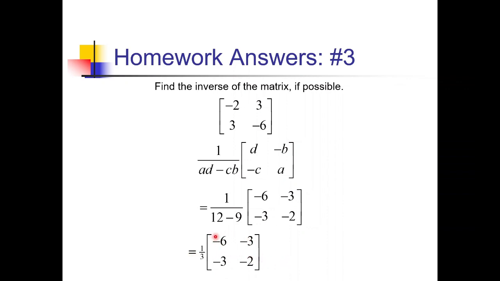So negative 6 is going to become negative 2. Negative 3 is now negative 1. Negative 3 is still negative 1. And negative 2, that's going to become negative 2/3.